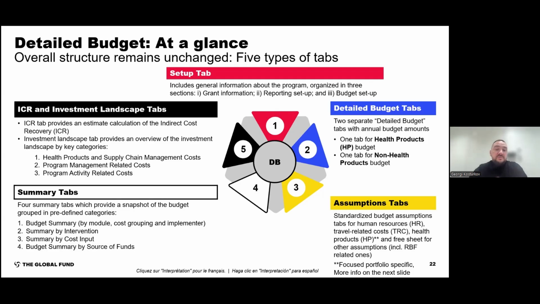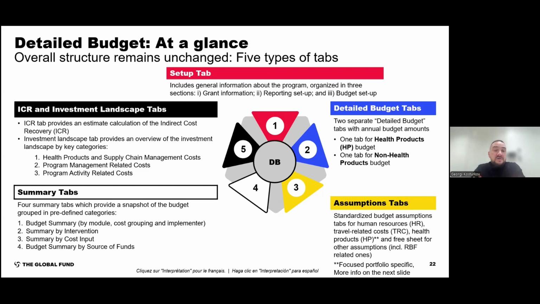Perhaps two of the most important tabs in the detailed budget continue to be the health product detailed budget tab and the non-health product detailed budget tab. As in GC7, we continue to have a few assumptions tabs, which are standardized in terms of information that the applicants and PRs need to provide. These are the human resources tab and the travel-related costs tab. We are now going to introduce with GC8 a new tab for health products assumptions, which, however, I would like to emphasize is applicable only for focused portfolios.